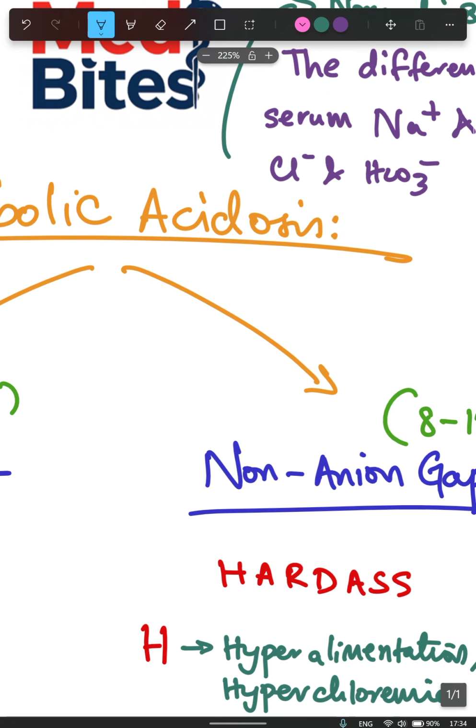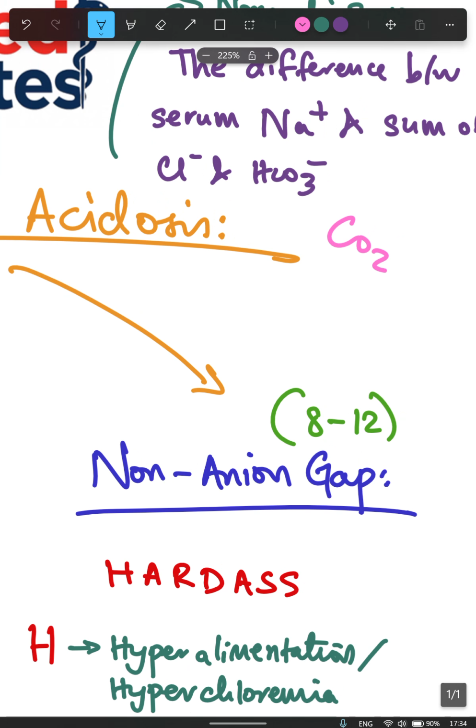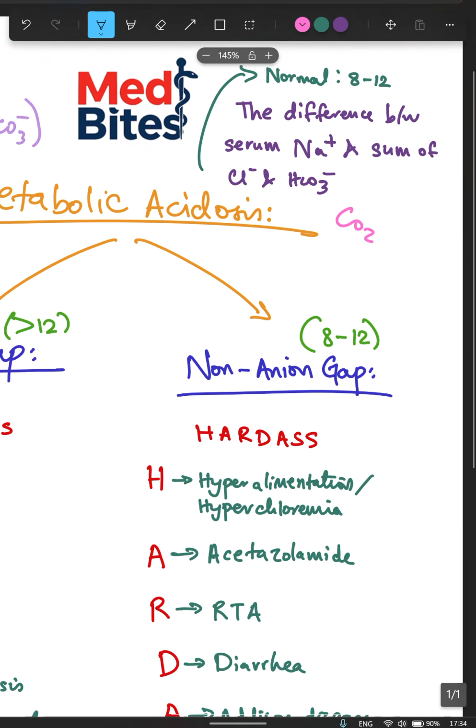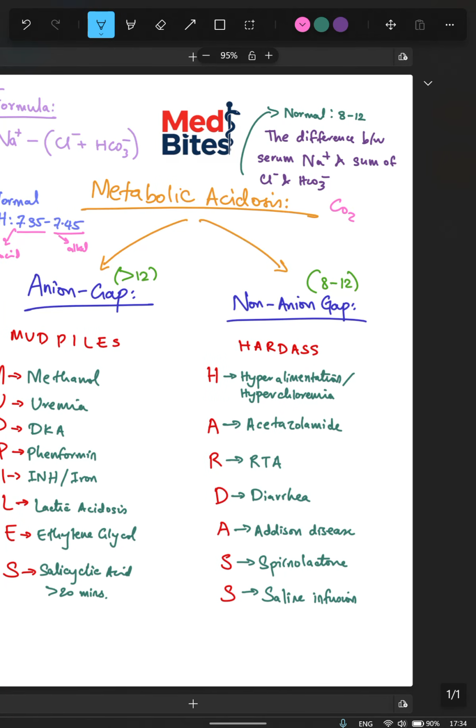Respiratory disorders are primarily related to changes in carbon dioxide because the rate at which you breathe, your respiratory rate, directly correlates to the rate at which you get rid of carbon dioxide. The less you breathe, the more carbon dioxide builds up. The more you breathe, the less carbon dioxide builds up. While metabolic disorders are primarily related to changes in bicarbonate. And today we're focusing on metabolic acidosis.